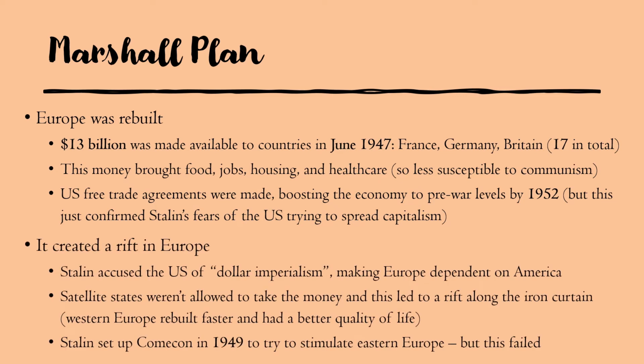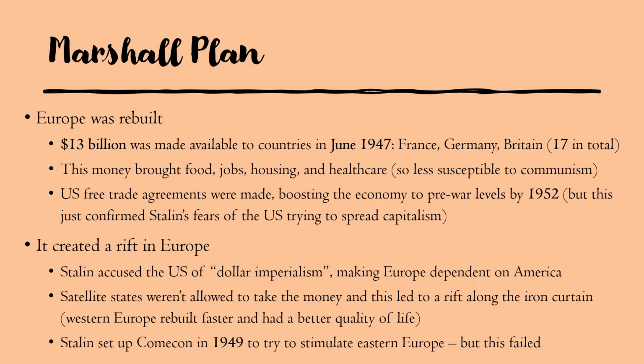The second effect was that it created a rift in Europe. So Stalin really disliked this. He accused America of what he called dollar imperialism, so trying to make Europe economically dependent on America with all these free trade agreements. And so he banned the satellite states from taking the money. And this led to a rift along the Iron Curtain.